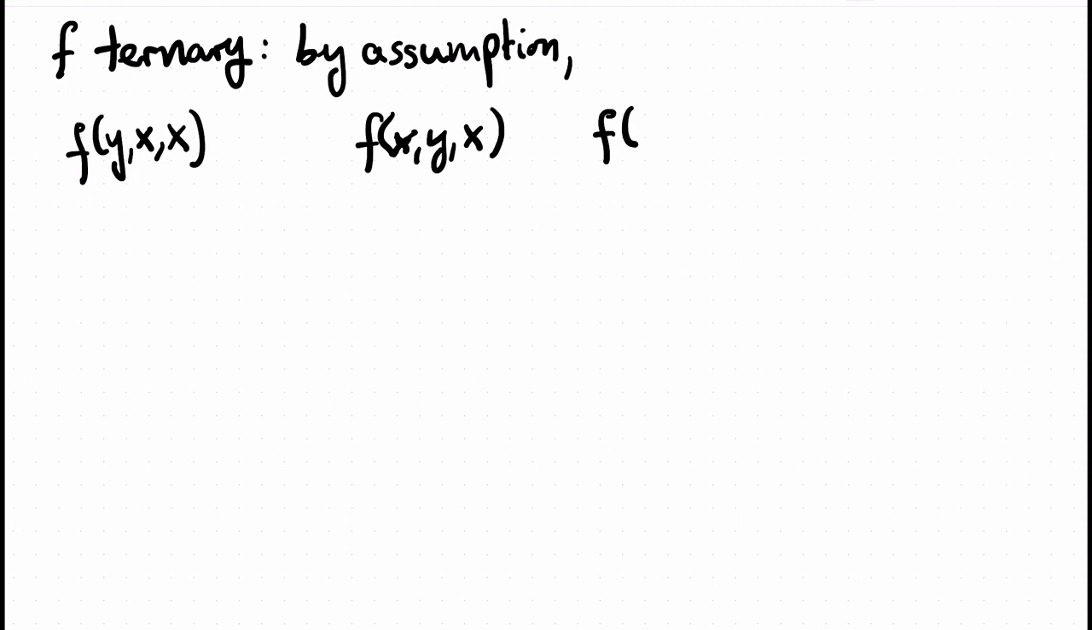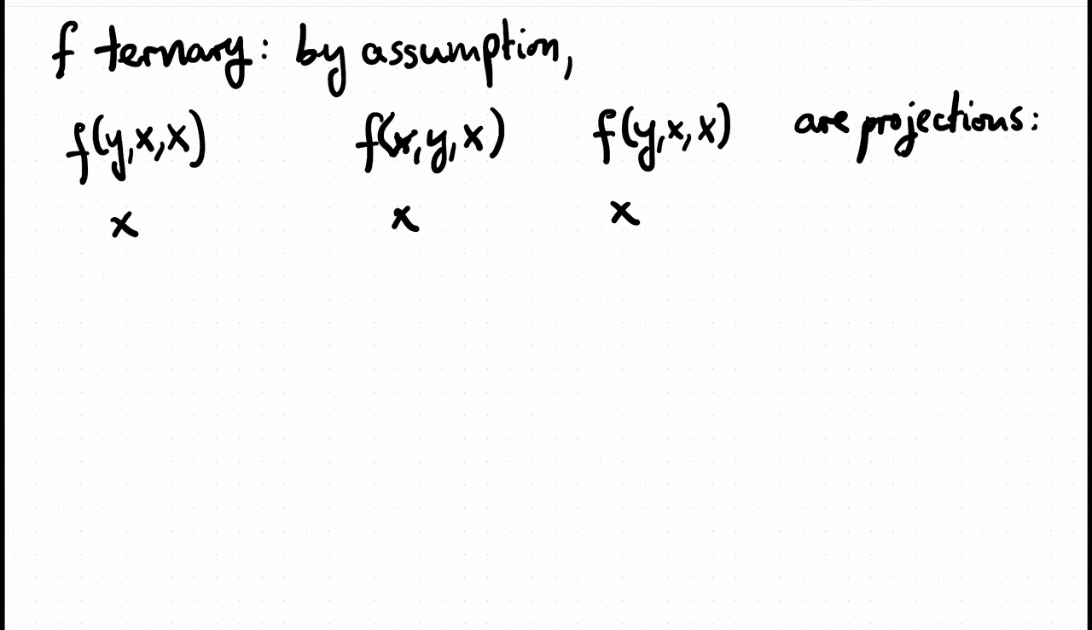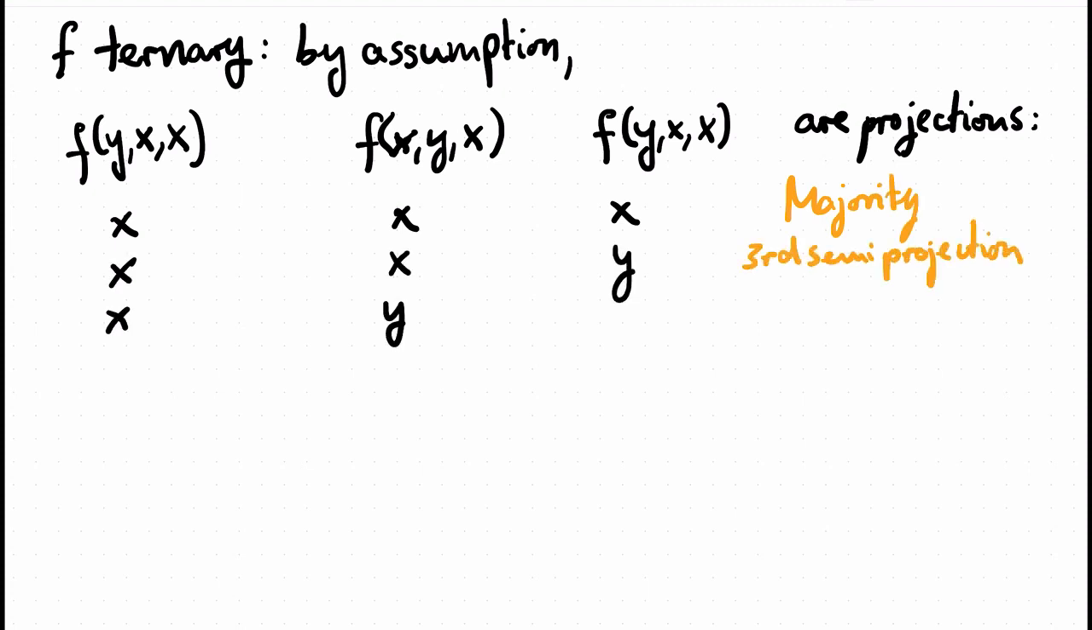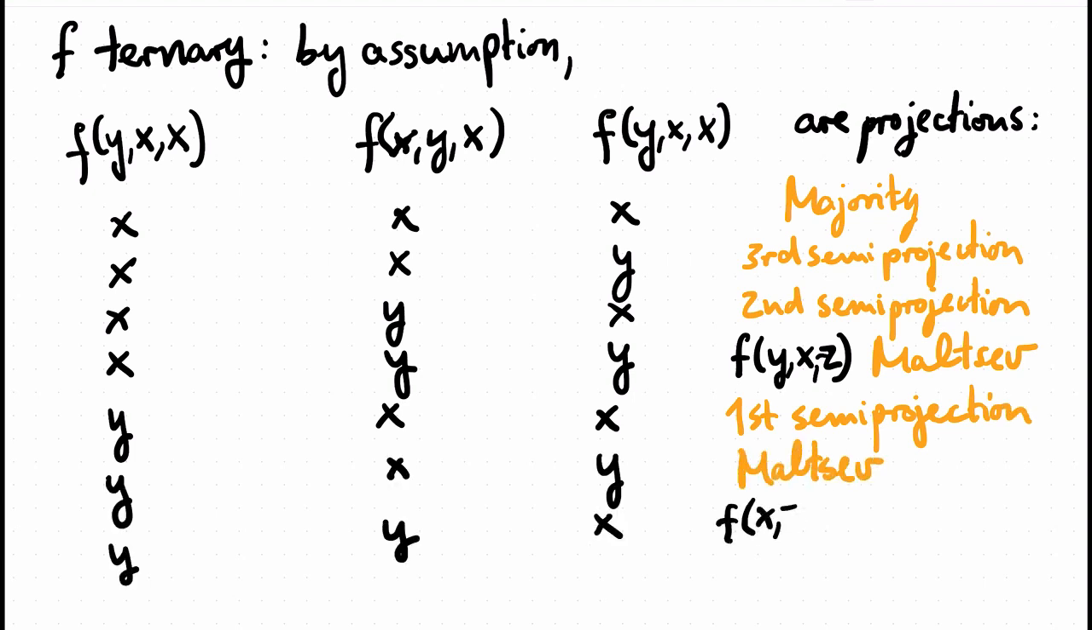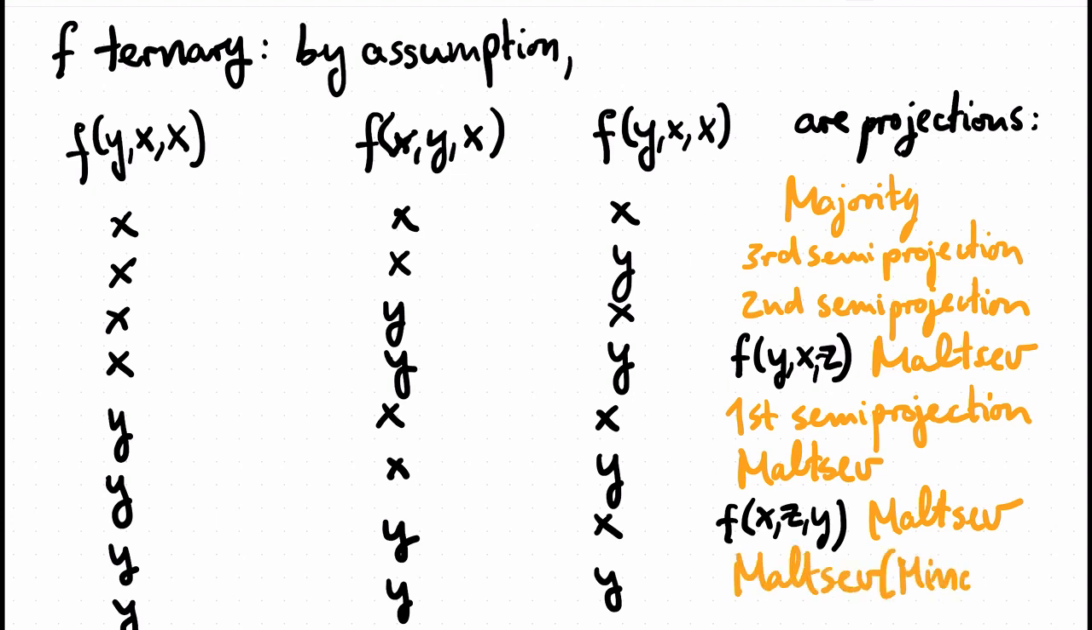If f is ternary, then all functions obtained by identifying two of the arguments must be projections. We now distinguish 8 cases according to whether we obtain the first or the second projection for each of the 3 binary operations. For instance, if we get 3 times the first projection, indicated by x, we obtain a majority operation. If we get 3 times the second projection, indicated by y, we obtain a minority operation. In 3 of the cases, f is a semi-projection, and in the remaining 3 cases, we obtain a Maltsev operation.